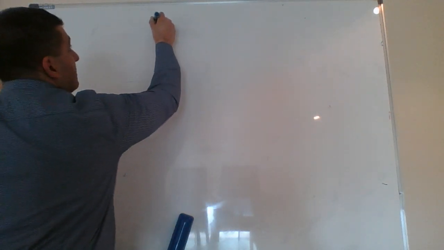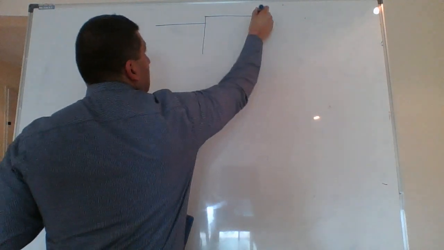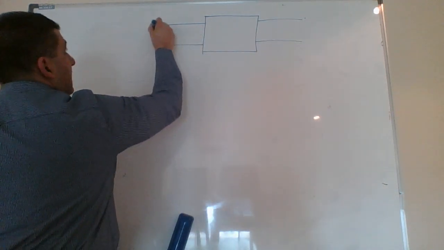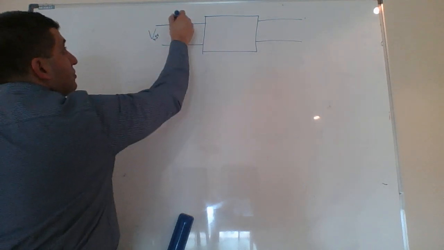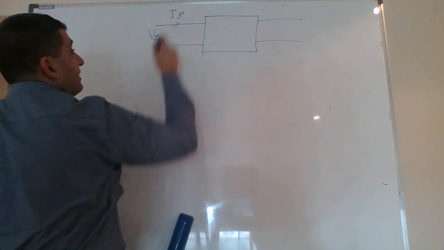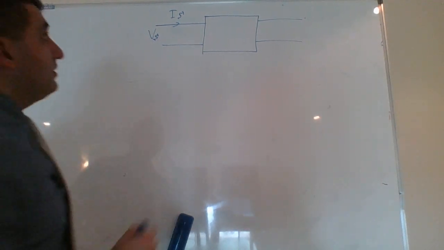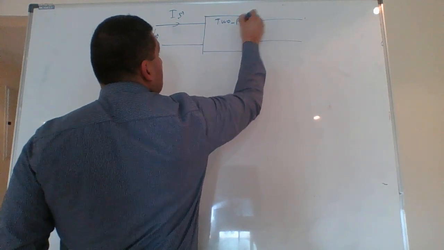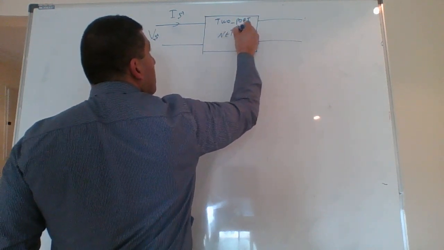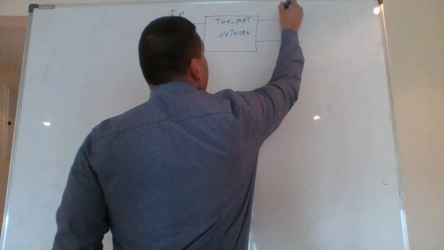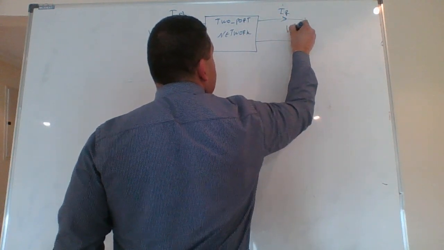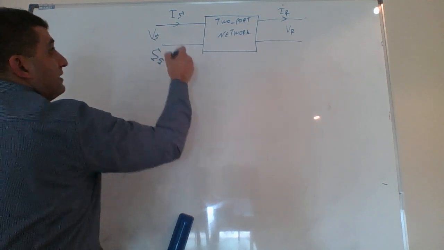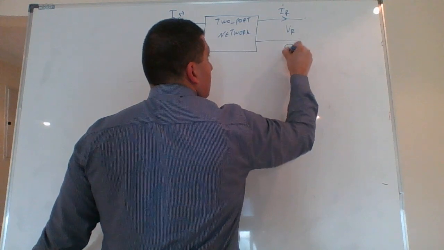Our system will be designed as a two-port network. I will define Vs to represent the sending voltage and Is the sending current. I have the receiving current and receiving voltage, and I also want the notation of Ss for sending power and SR for the receiving power.